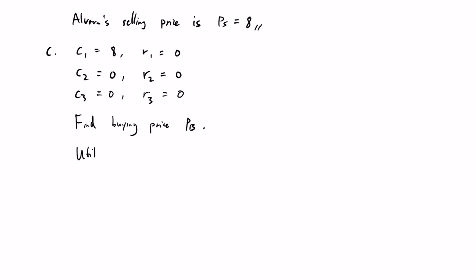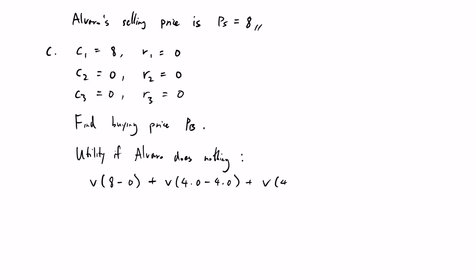Once again, utility if Avero does nothing, that's going to be $8, not expected. No muck, no pen, which would be 8 plus 0 plus 0 equals 8.